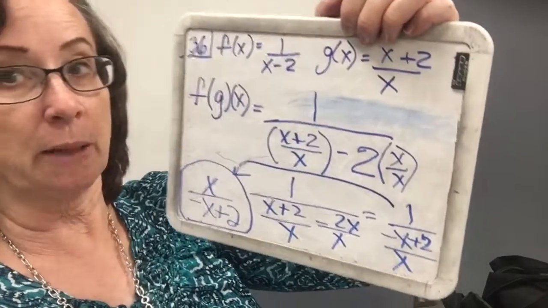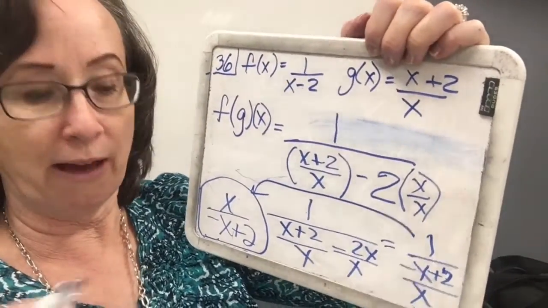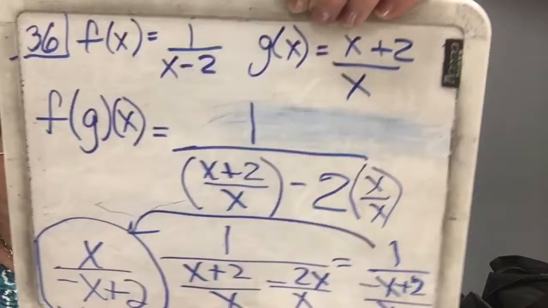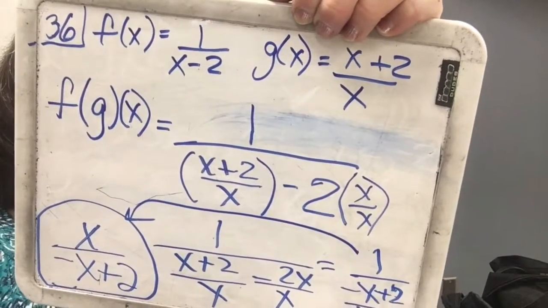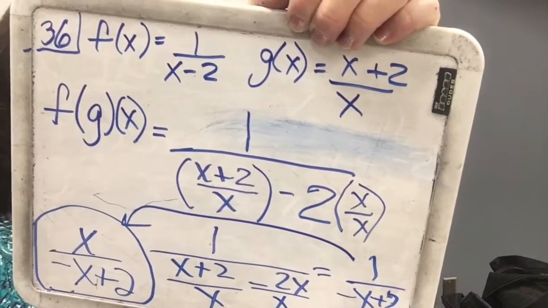Okay, so now we're going to compose that same function the other way. So we're going to do g of f of x. So let me show you the board there so you can work on copying that while I work on putting the next one on there.